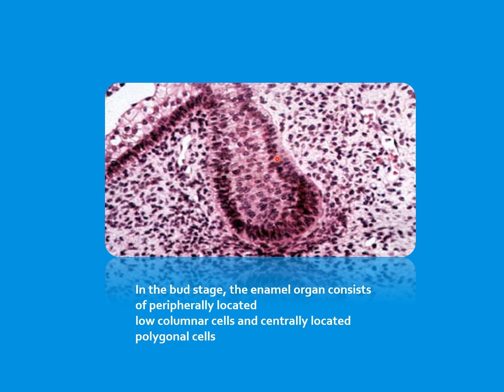This is also a high power or high magnification of the enamel organ in the bud stage. These are the peripheral cuboidal cells, a single layer of cells, and this is the middle portion, which has polygonal cells in this picture. This is the dental lamina, this is the oral epithelium, and this is the ectomesenchymal cell condensation toward the enamel organ in bud stage.